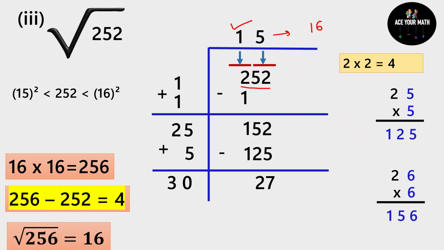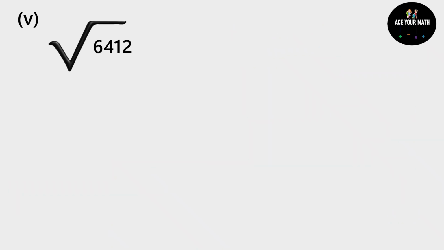Now find the square root of 256. That is nothing but 16. So the question says which number you should add. The least number which you should add is 4. The new number formed is 256 and the square root of 256 is 16. Now let's find the square root of the next number. It is 6412. So the steps are the same.